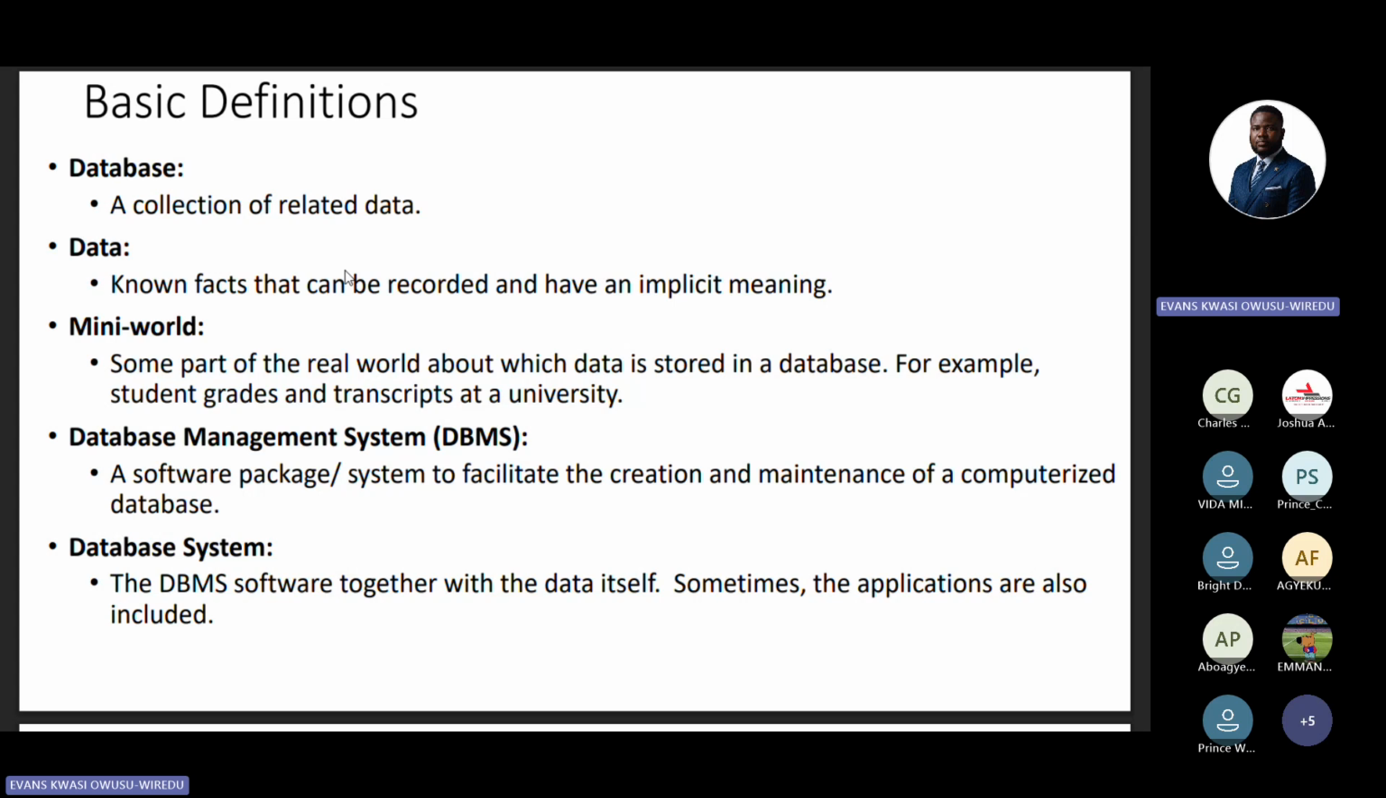Basic definitions: database, a collection of related data, known facts, mini world. So when we say mini world, what do we mean in database management system? When we say mini world, we basically are saying that there is some part of the real world about which data is stored in a database. For example, students' grades. So when I say go to University of Ghana and fetch me the grades of level 200, your mini world is the school that we have instanced.